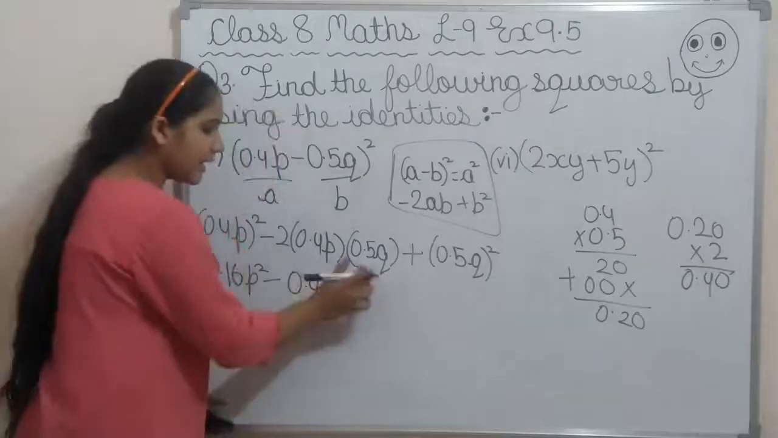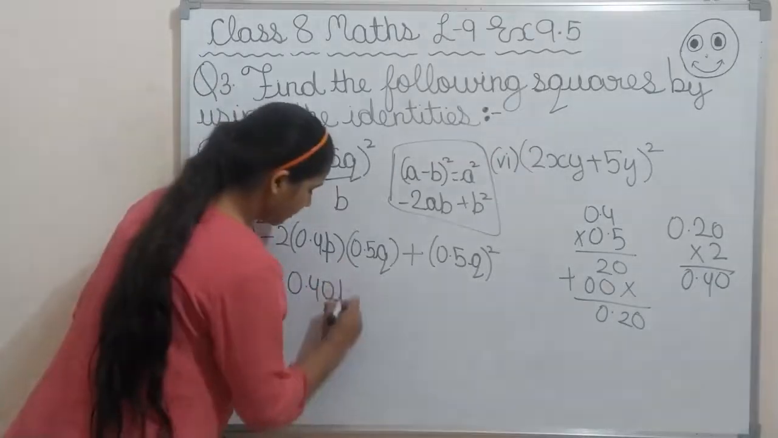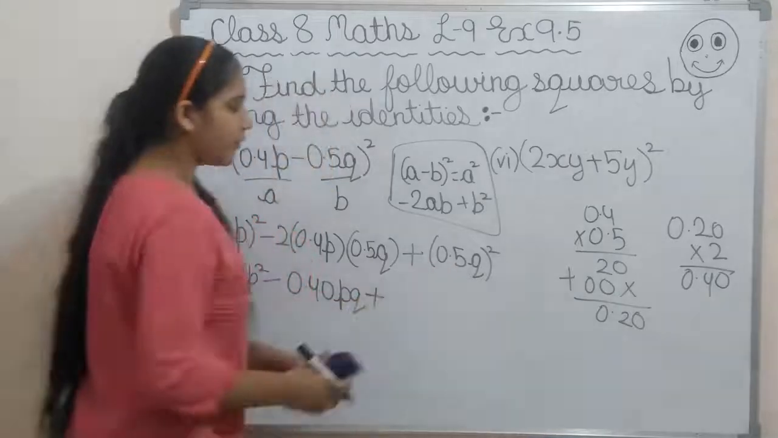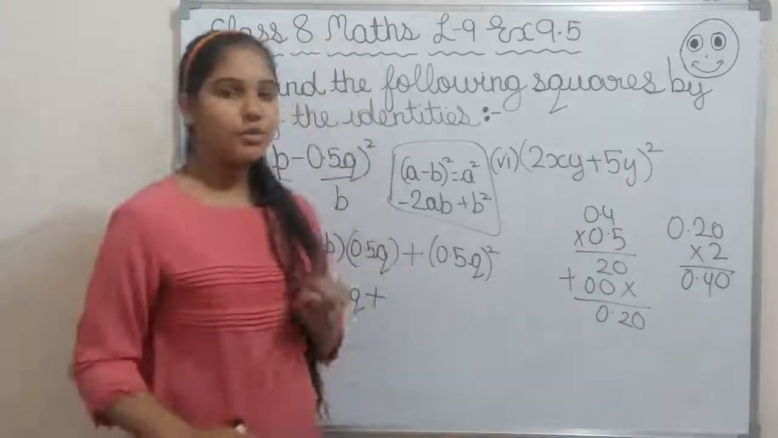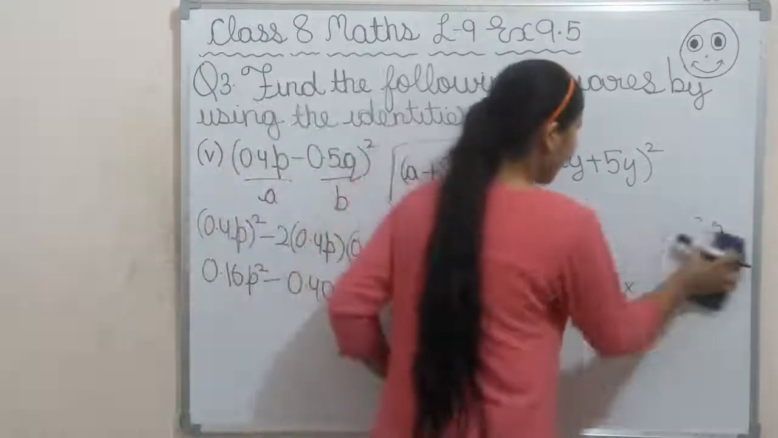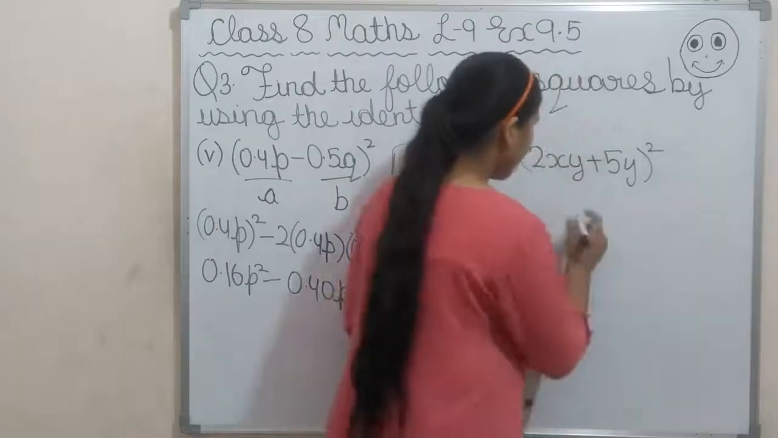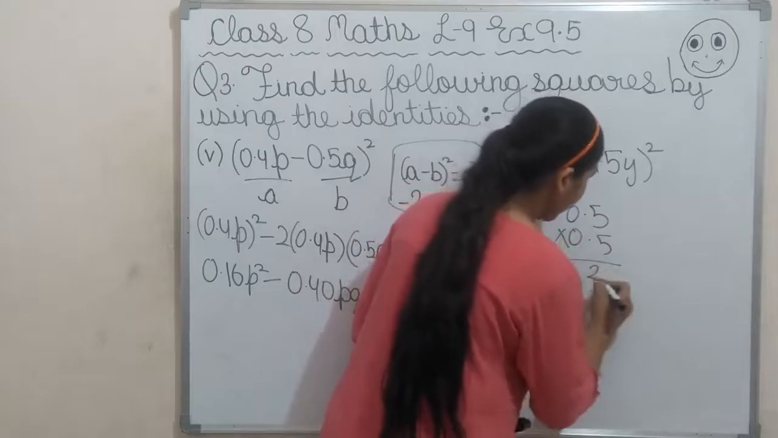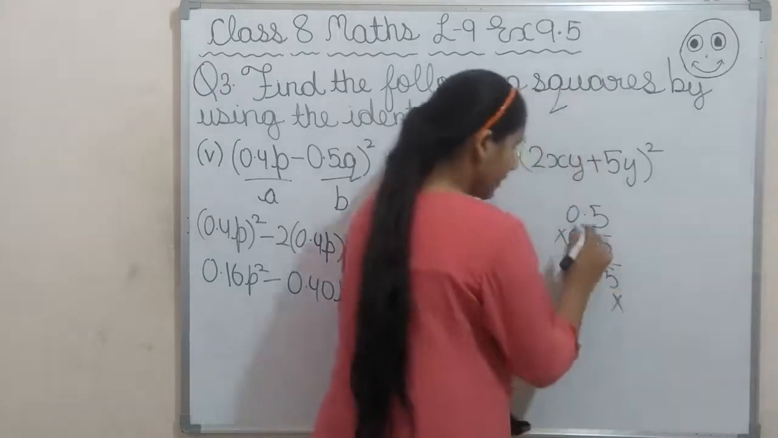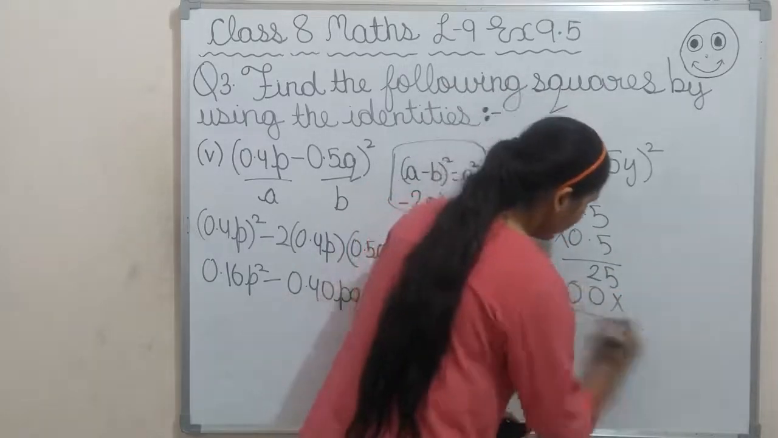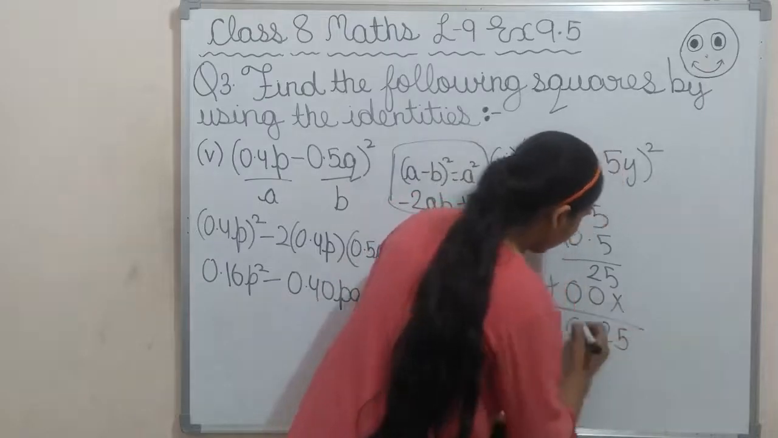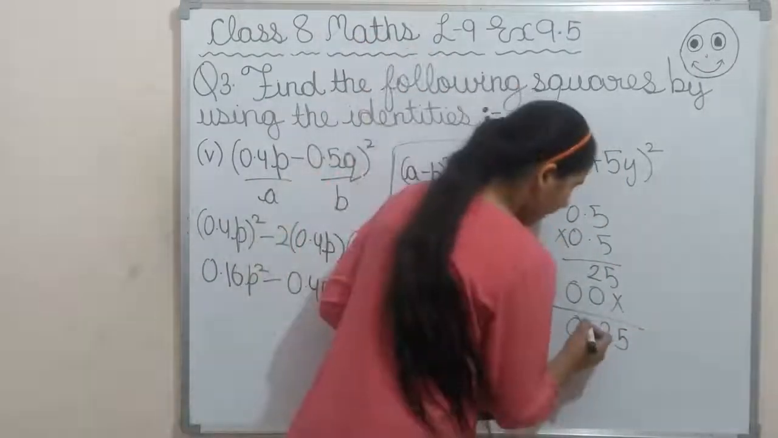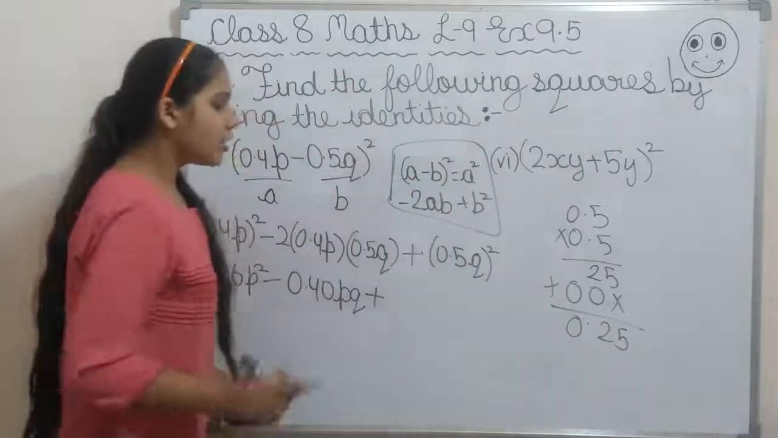0.40, and this p and q. p into q is pq. Then plus sign as it is. Then 0.5q square means again we have to do square, 0.5 into 0.5. 0.5 into 0.5 is 25. 5 5s are 25. Then 0 5s are 0. Then 2, 5 and this 0. And here also 1 digit, means total 2 digits. After 2 digits, 0.25.